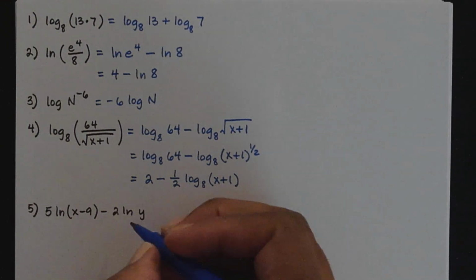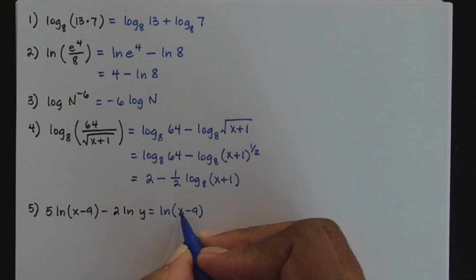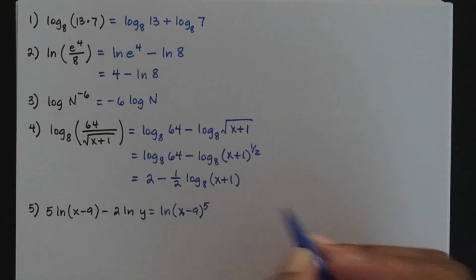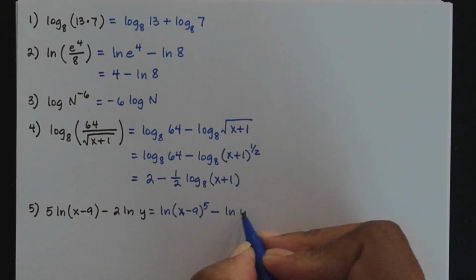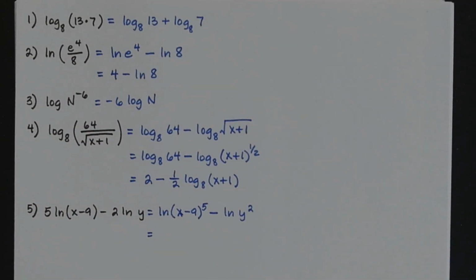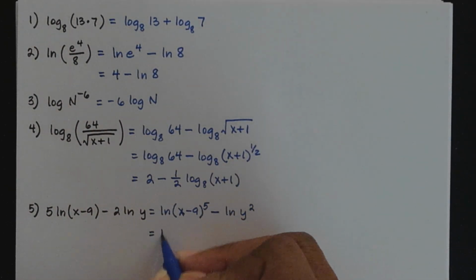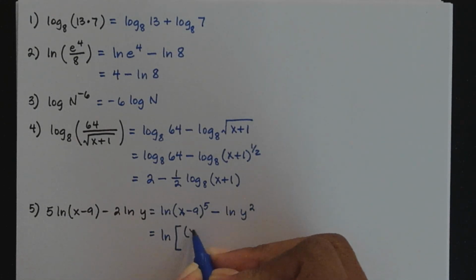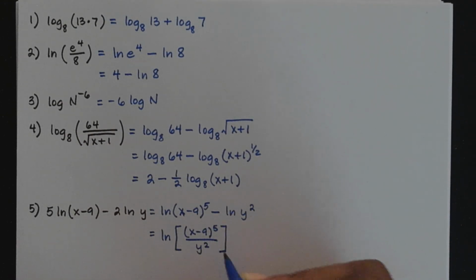So this 5 will be the exponent for ln of x minus 9. So it'll be ln of x minus 9, and that quantity will be to the 5th power. Minus, this 2 becomes the exponent for y, so we'll have ln of y squared. What rule can I use to condense this expression? The quotient rule, because notice I have a difference of the individual logarithms. I can condense that as the natural logarithm of the quotient. So it'll be ln of, here the x minus 9 quantity to the 5th is in the numerator. y squared will be in the denominator.